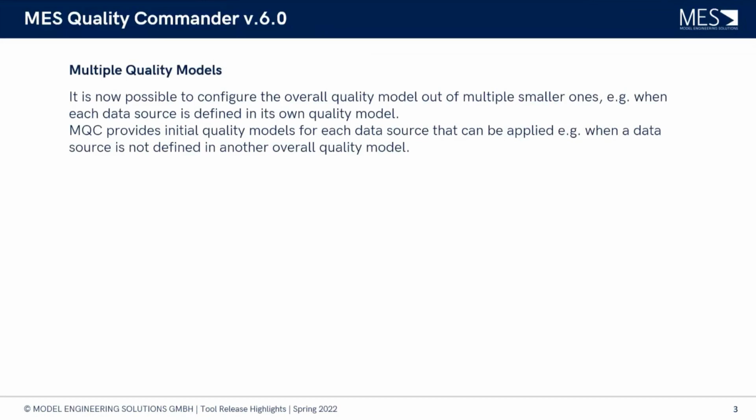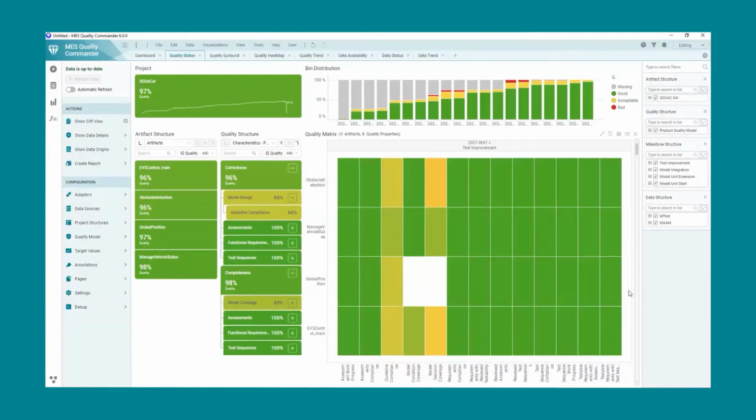I would also like to show you, therefore I will start sharing my MQC tool. So with 6.0, we now support the import of multiple quality model configuration source files. That means, quality calculation is the heart of MQC. That means we have a quality model that defines how to handle the data that is imported into MQC and how to calculate quality out of this data.